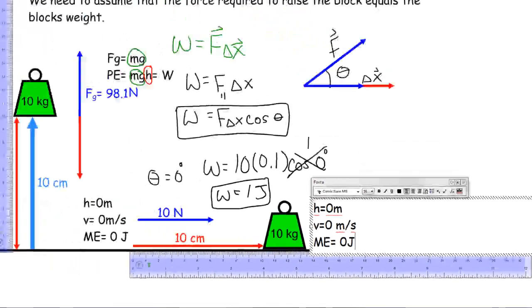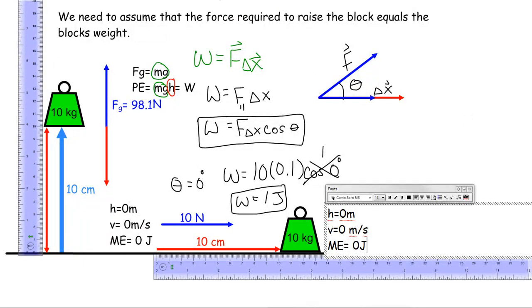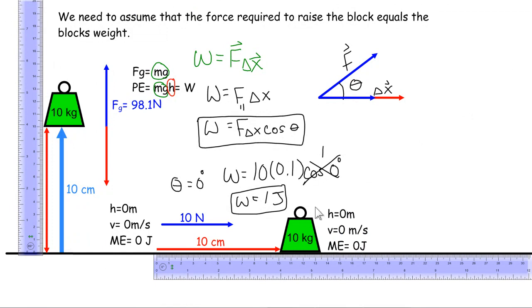But wait a minute. We said that work was supposed to be introducing energy into the system. All right? I'm supposed to be putting energy in, and I did that by moving it. I did 1 joule worth of work, which means I put 1 joule of energy into the system. Why is my mechanical energy still 0? Why isn't the block moving? Can you guess? It's actually something that we've already talked about.